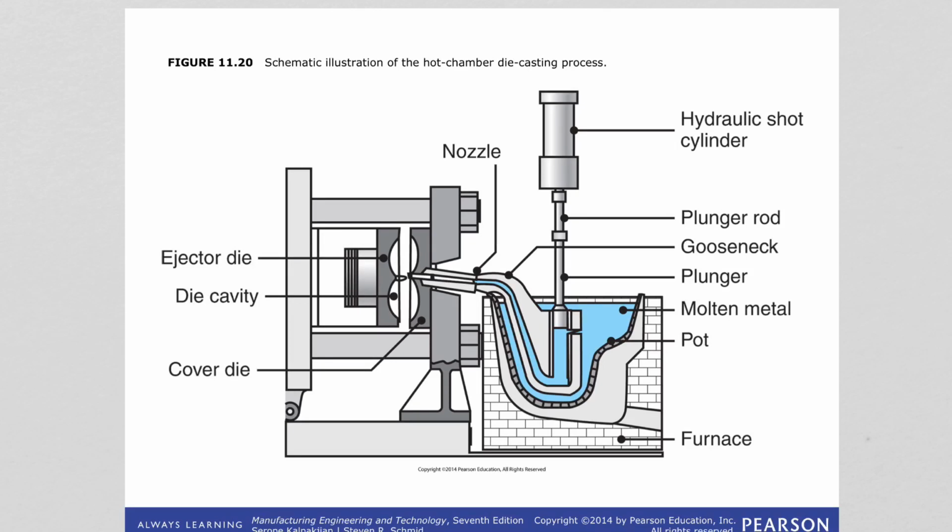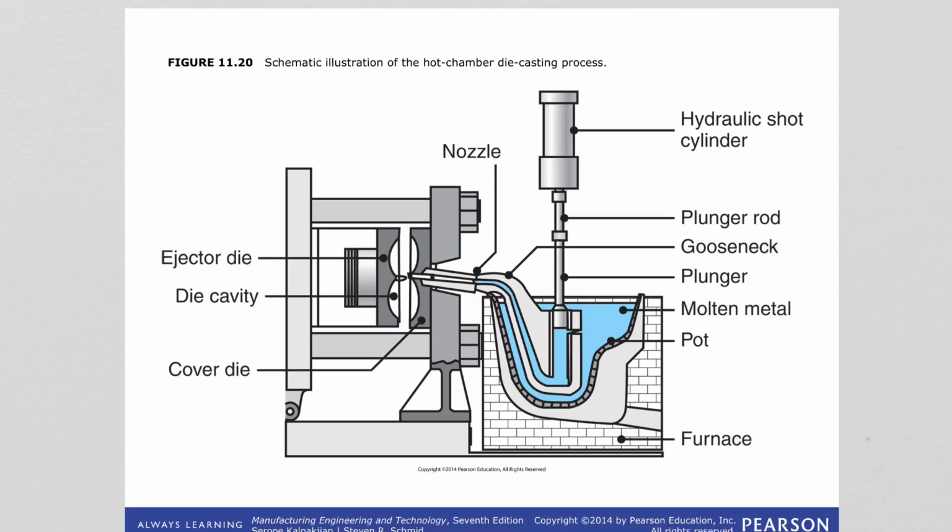This is the illustration of the hot chamber die casting process. We are seeing the plunger, and here the metal is held under pressure until it solidifies in the die. To improve the life of the die and allow rapid cooling of the metal, dies can be cooled by circulating water.